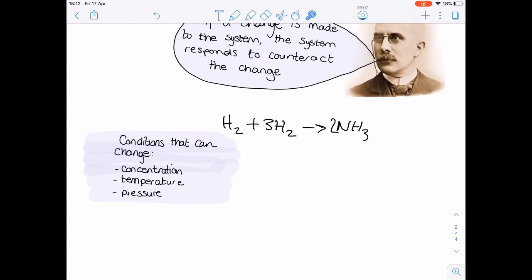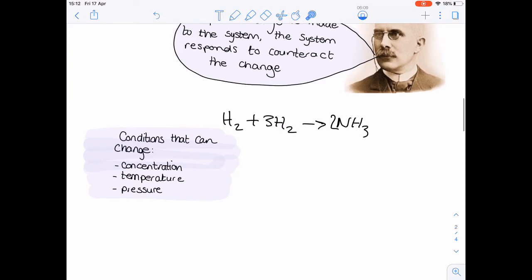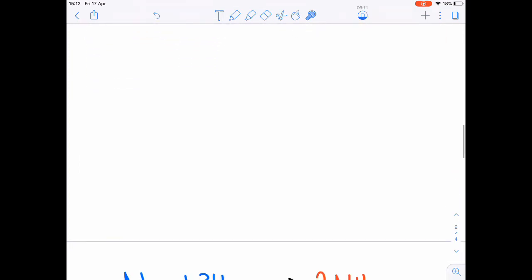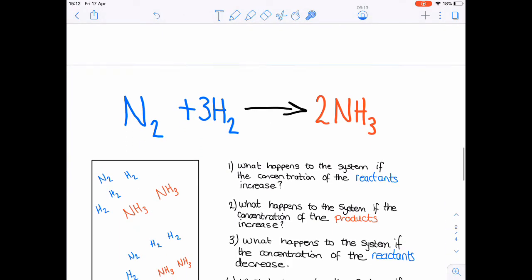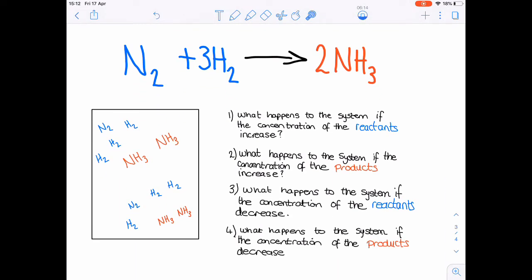So if we look at it as specifics, because when we look at it generally it's kind of hard to understand. So I've got this equation here and I've got 4 questions based on concentration. So in this video we're going to look at the concentration and how Le Chatelier's principle looks at concentration. So concentration was one of those key things that if it was in a closed system it would be alright.